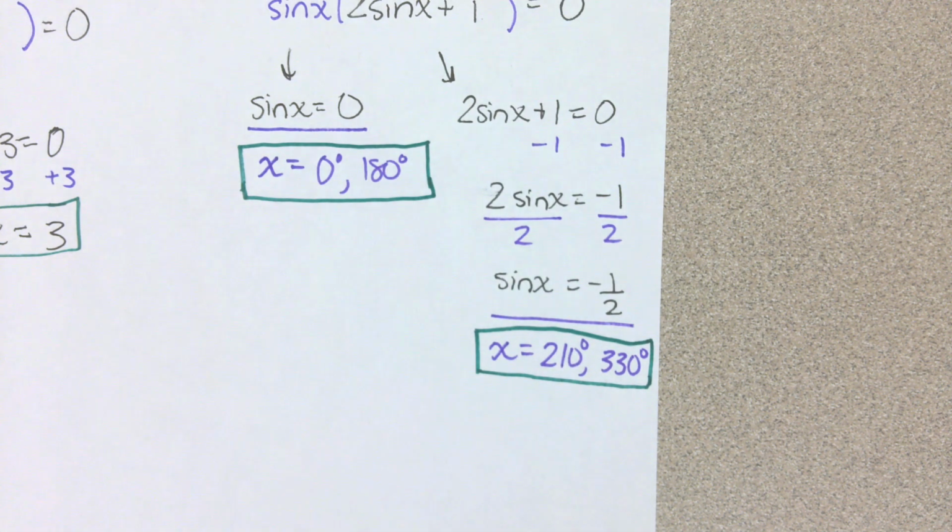So there are all four answers to this equation. Reminder, you won't always get 4, but you should always look for 4, 2 for each x value.